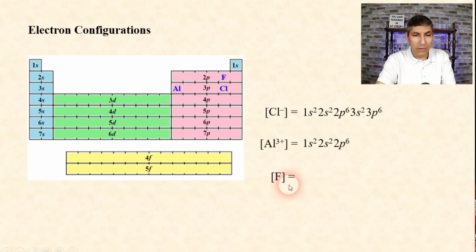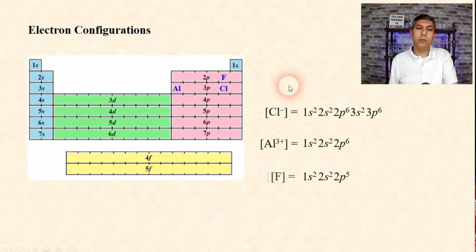Now let's try another one. How about the fluorine atom? Well, fluorine is right here, and its electron configuration is 1s2, 2s2, 2p5 in this case. So that's the electron configuration for fluorine.